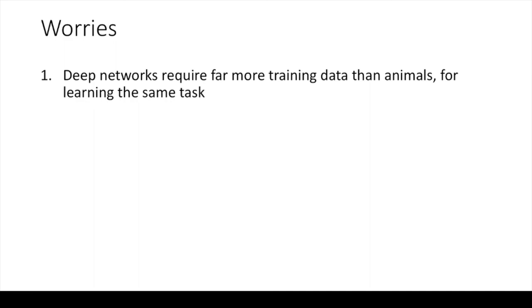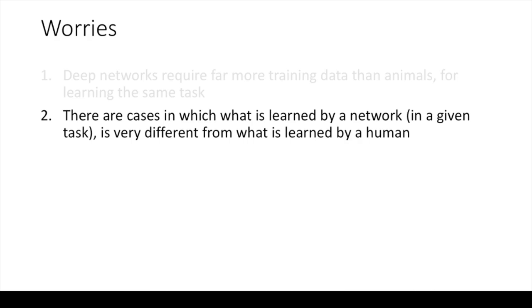Also, there are cases in which what is learned by a network in a given task is very different from what is learned by a human in the same task. A dramatic example of this is provided by so-called adversarial examples. These are images created by slightly modifying a picture in a way that is imperceptible to humans, but which could cause dramatic misclassification by a neural network.